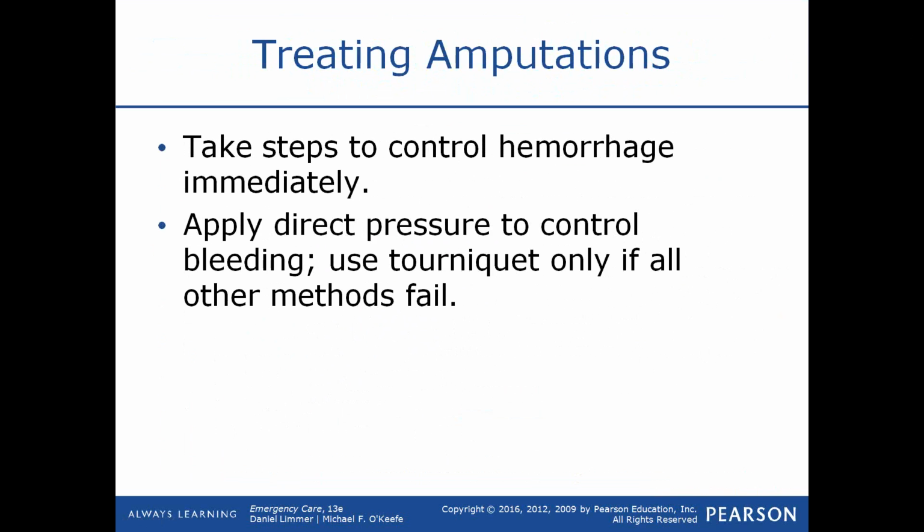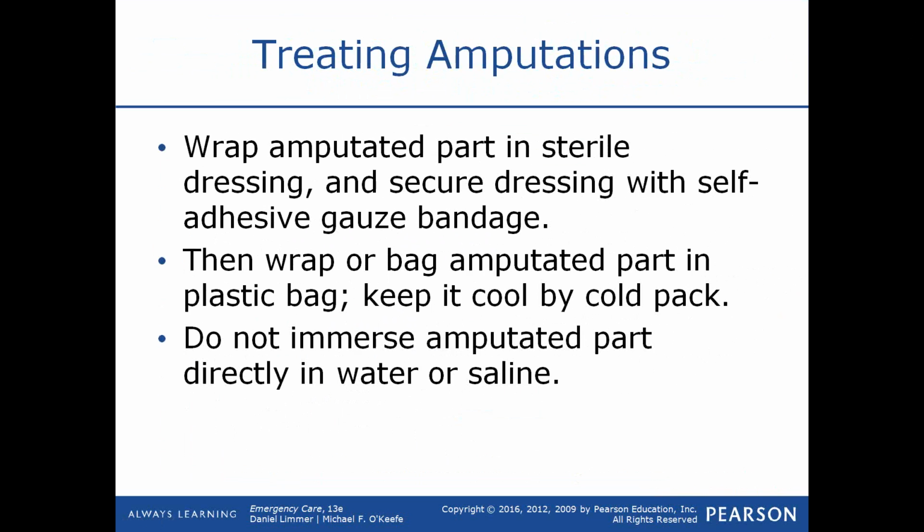With amputations, take steps to control the hemorrhage immediately. Partial amputations are going to bleed more than complete amputations, but if there is massive bleeding from an amputation and you can get a tourniquet on it, put a tourniquet on it and control hemorrhage right away. Apply direct pressure with fingertip control. Pack any gaping open wounds with dressing or a hemostatic dressing to try to control the hemorrhage.